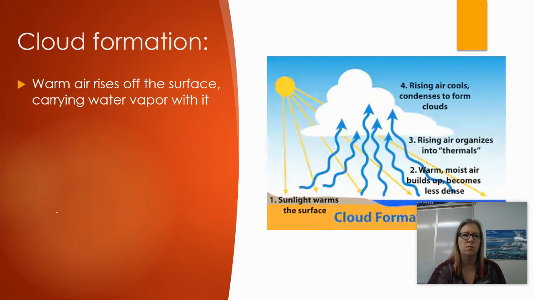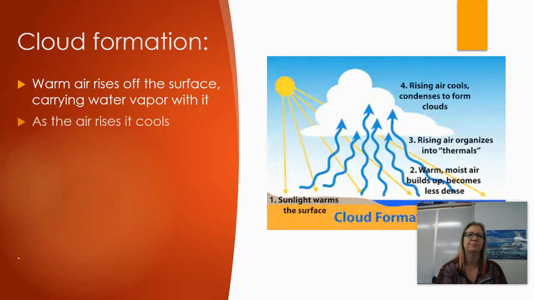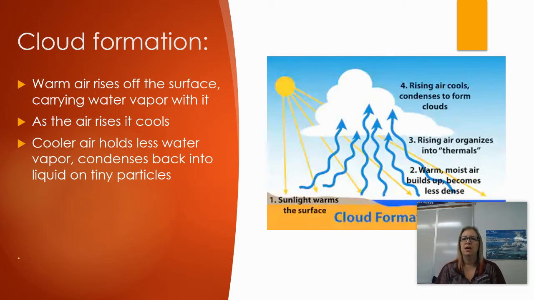All right, so warm air rises off the surface and it takes water vapor with it, okay? The warmer the air is, the more water vapor it can actually hold. As it rises, it cools down, and then if it cools enough, it's going to cause that water vapor to kind of cuddle together because it's cold, okay? So the water vapor wants to get closer together. As it's condensing closer together, it actually is going to turn back into a liquid, okay?